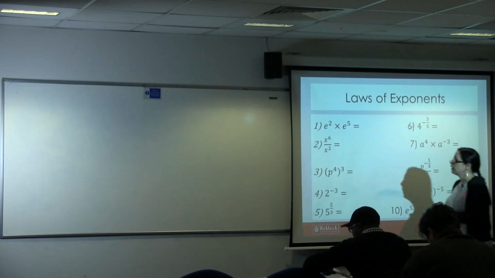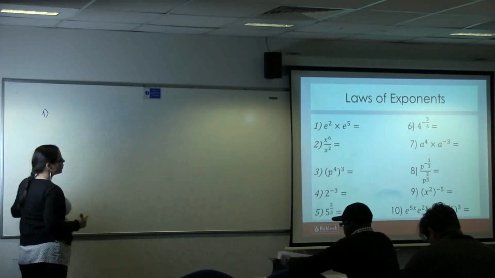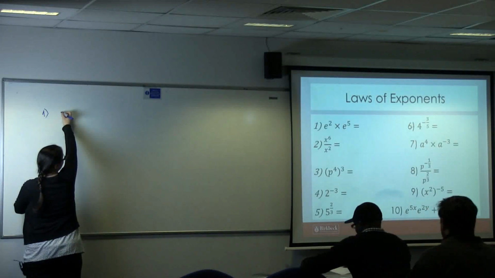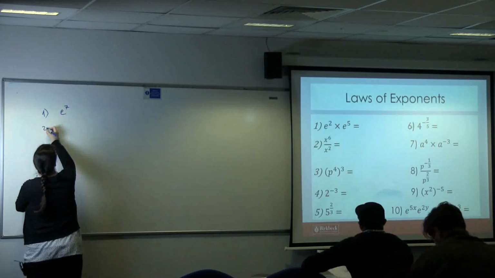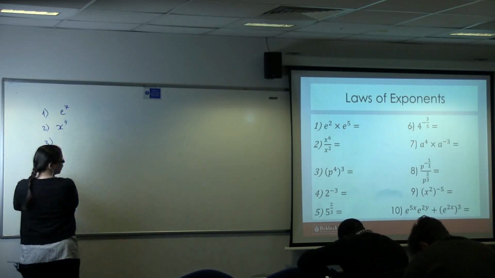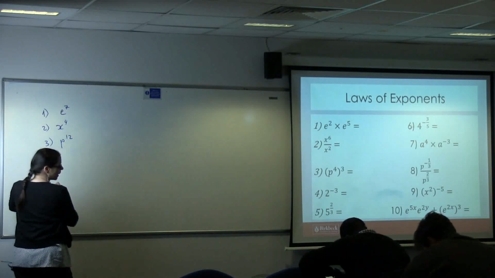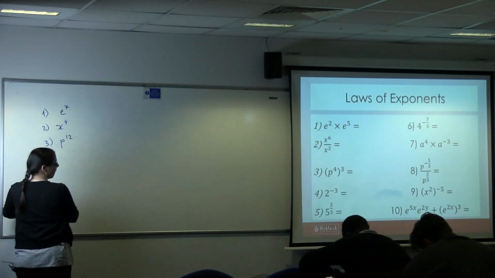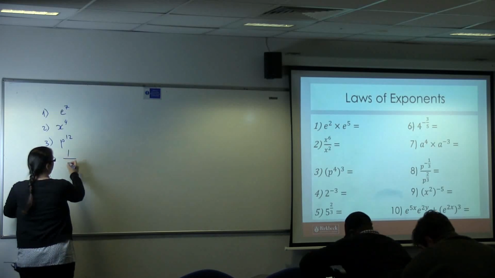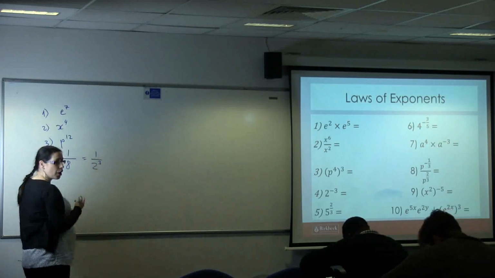So, let's start some practice questions. What's the answer to the first one? E to the 7. Answer to the second one? F to the 4. Answer to the third one? B to the 12, because you're multiplying them together now. Answer to the fourth? One over 8, because it's 1 over 2 to the third, and 2 to the third is 8.